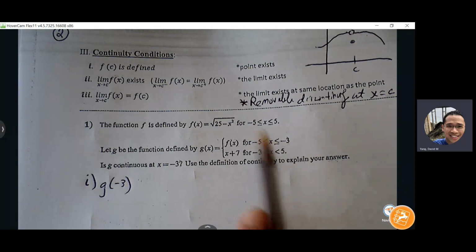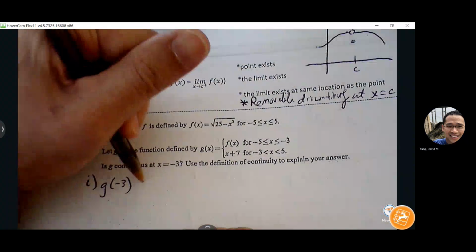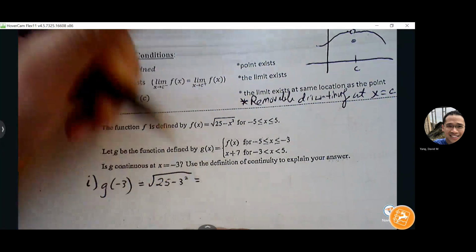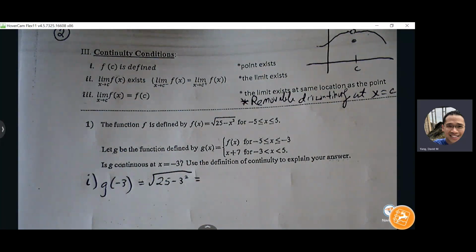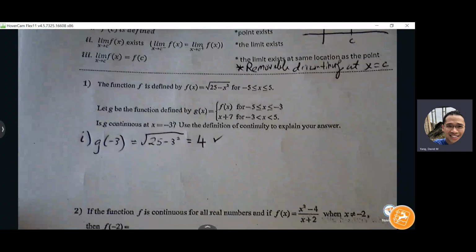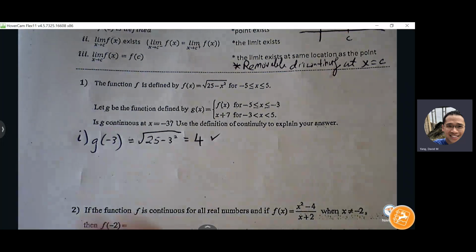So the f of x is defined above. So we're going to insert -3 in for my f of x. So 25 minus 9 is 16, root 16 is 4. So we're good with the first condition, right? Ordered pair exists. Even if the ordered pair does not exist, we would still keep going, even though we know it's not continuous, because the second and third condition will give us more detail whether it's removable or non-removable.